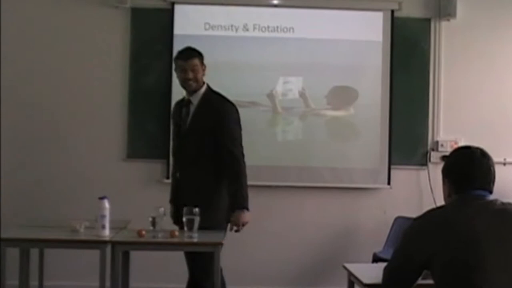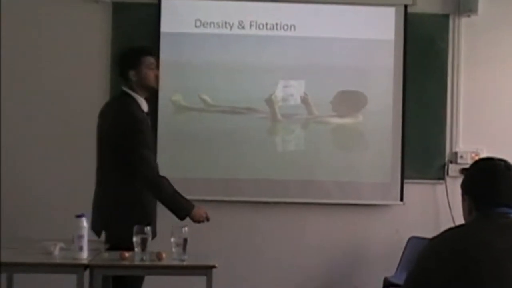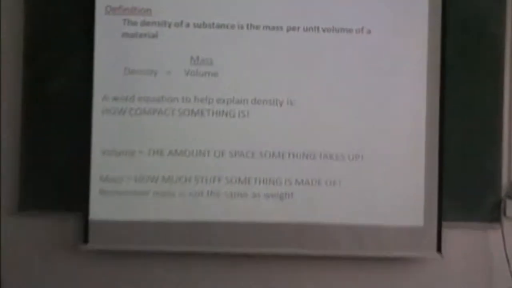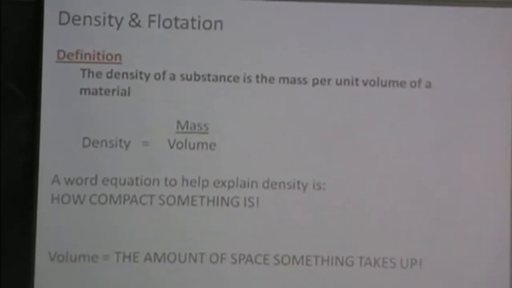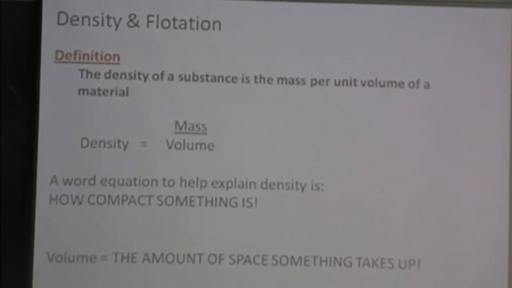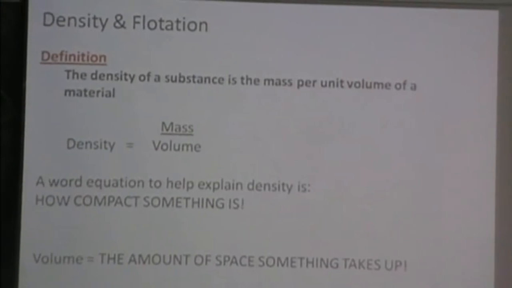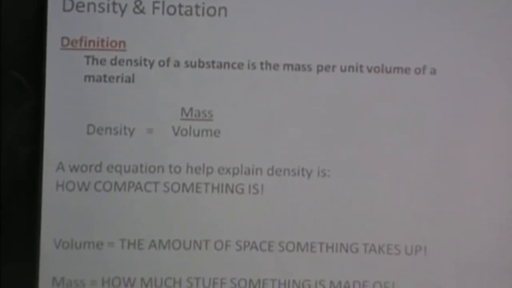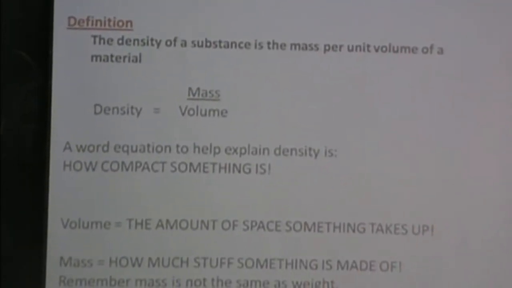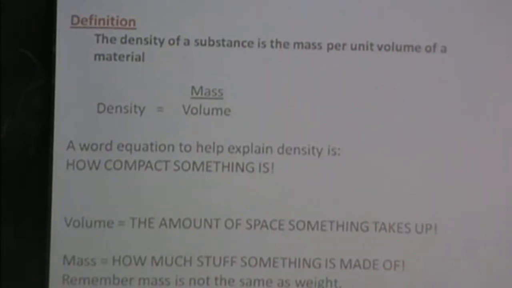Now you all remember yesterday's lesson on density. Just to bring back that memory, we spoke about density's definition. Density of a substance is the mass per unit volume of a material. We also used a formula to explain that density is derived from mass over volume.